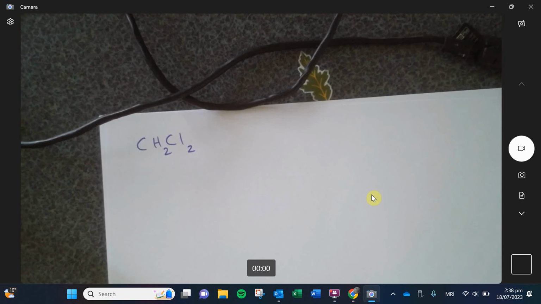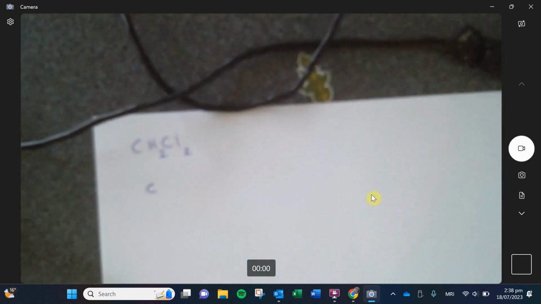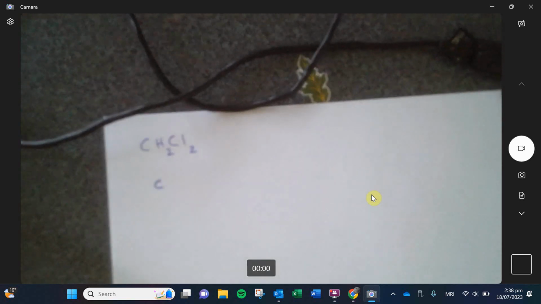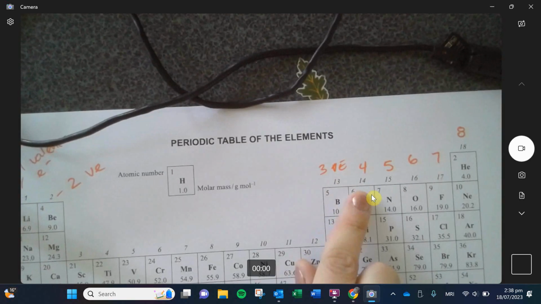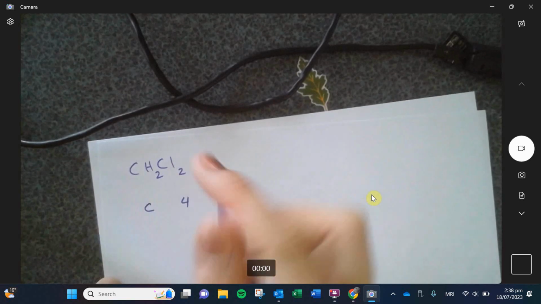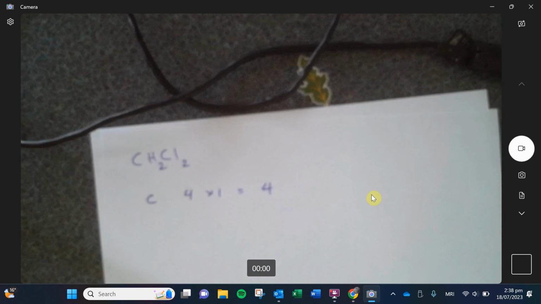I do the first step again, go through all my atoms, figure out their valence electrons, figure out how many I have as a total. So if I have carbon, sorry, going out of focus. There we go. Okay. Carbon's in group 14, so it has 4 valence electrons. I only have 1 carbon, so I multiply that by 1. I have 4 valence electrons coming from carbon.